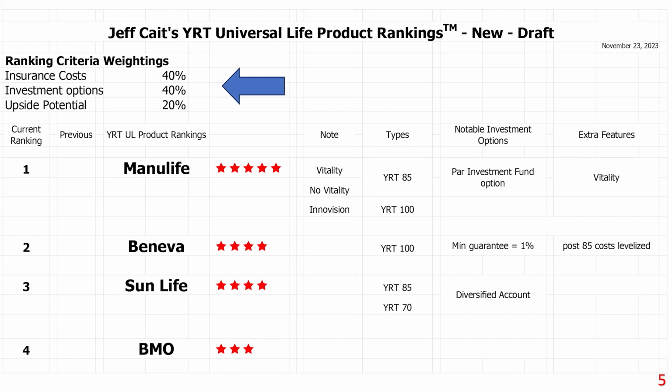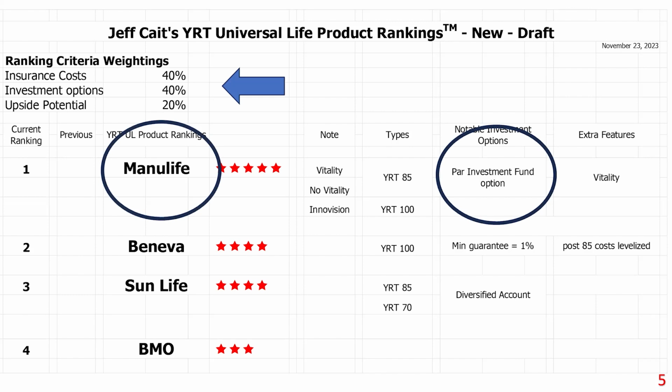I put a lot of weight into the investment options, which is why I'm talking so much about the PAR investment fund, which I think is a game changer for all of us. We can add stability to this program. And I look at upside potential, some things that they might have in their contract that make it more valuable. And there we go. The PAR investment fund in the Manulife product gives me 5 stars. I don't know, maybe there's a different symbol, 5 check marks. And Manulife has a great product right now.